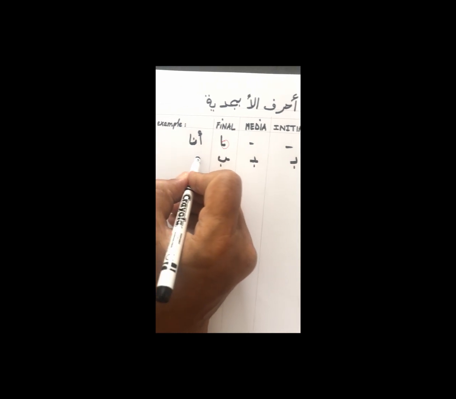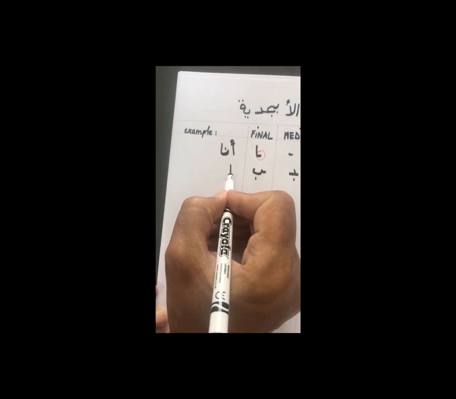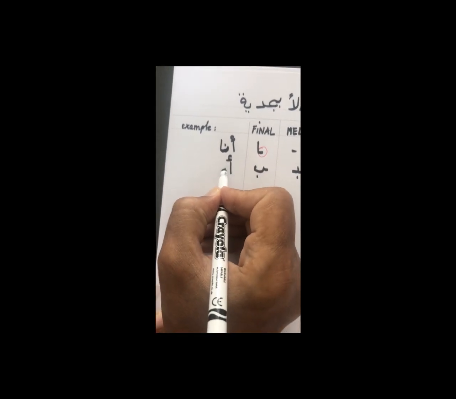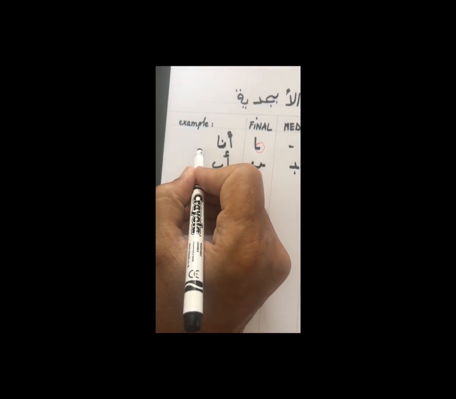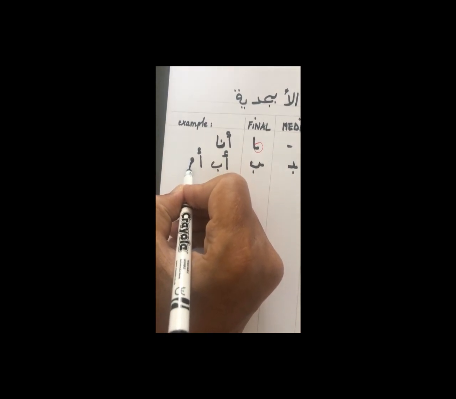We gave you previously an example: ab, father. And for the mother, we will give them um, be happy. This is a meem.